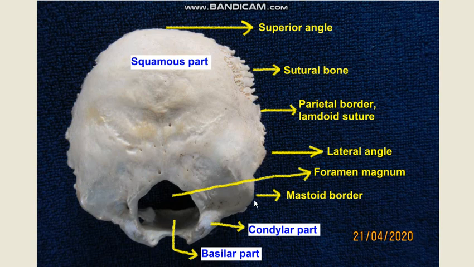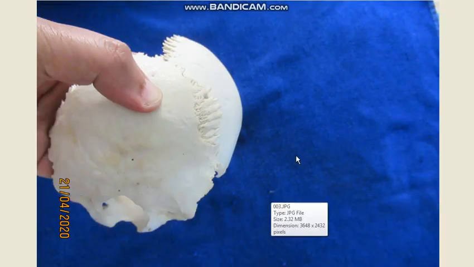From the lateral angle to the jugular process is the mastoid border, articulating with the mastoid part of the temporal bone. And here you can see the condylar parts, and in front the basilar part. Now we will go into the details of the squamous part.